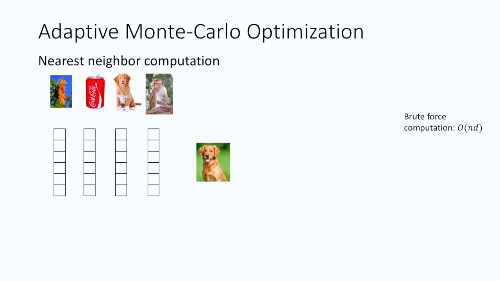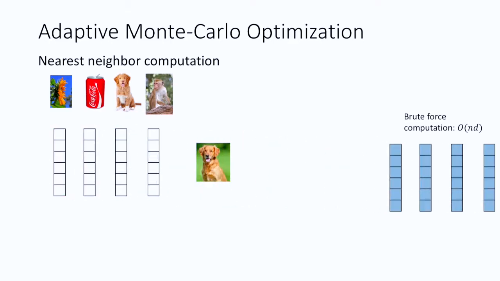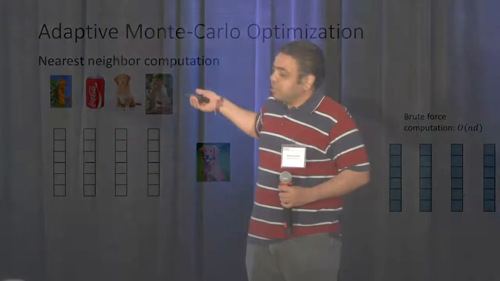So if you are doing this naively, you compute distances between this new image and all the images that existed before, and this is an order nd task. When we are talking about images in thousands of dimensions, this d becomes important, and you can do random sampling, which gives you some improvement, but is still approximate and is often not right.